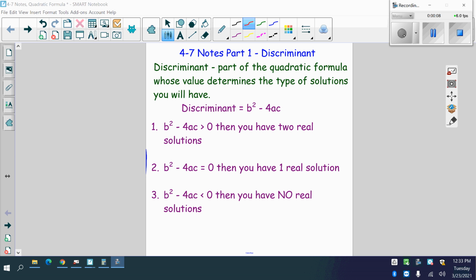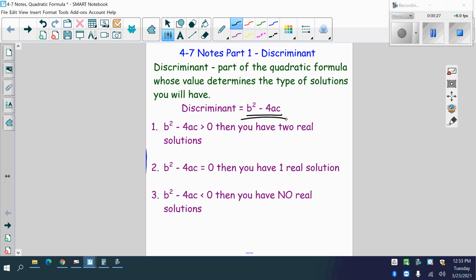We are learning the discriminant, or the quadratic formula, because if you cannot factor a problem, there's still a way to find the x-intercepts. And the way to find the x-intercepts is the quadratic formula. A part of the quadratic formula is called the discriminant. And if you look here, you can see what the discriminant is.